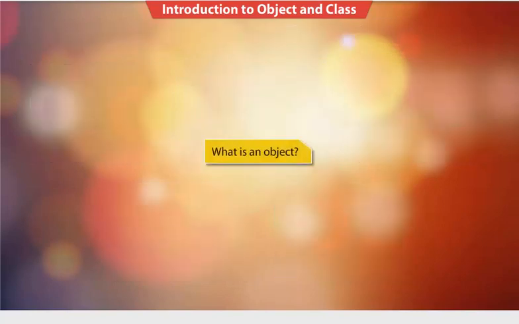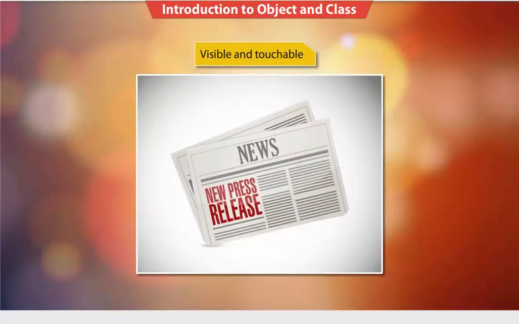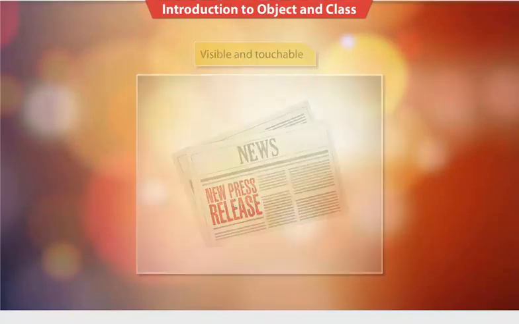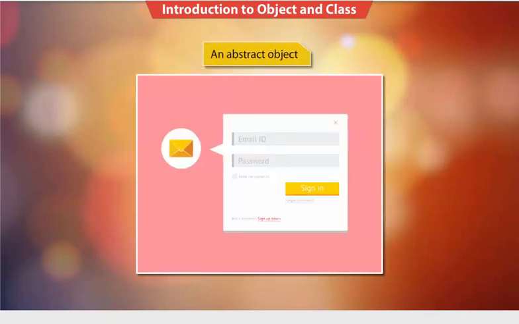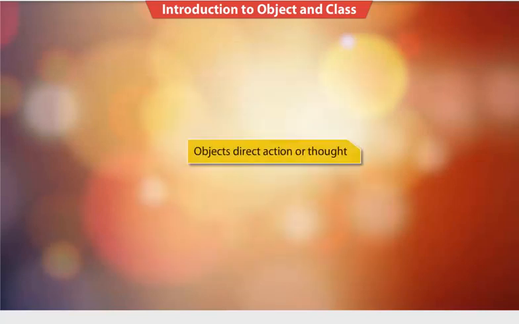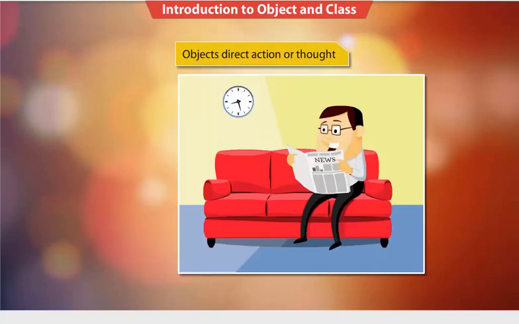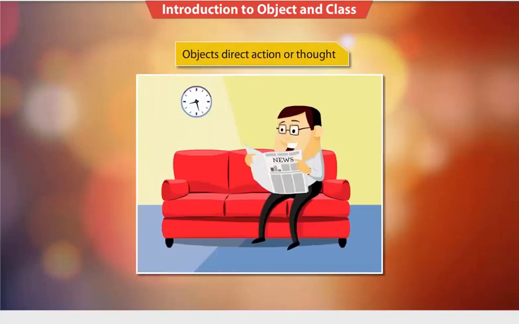What is an object? In the real world, an object can be anything which is visible and can be touched. For example, a newspaper. Things existing in the abstract form, for example, an email account, is also an object. These objects direct action or thought. For example, when we read a newspaper, our thoughts and actions are directed or influenced.